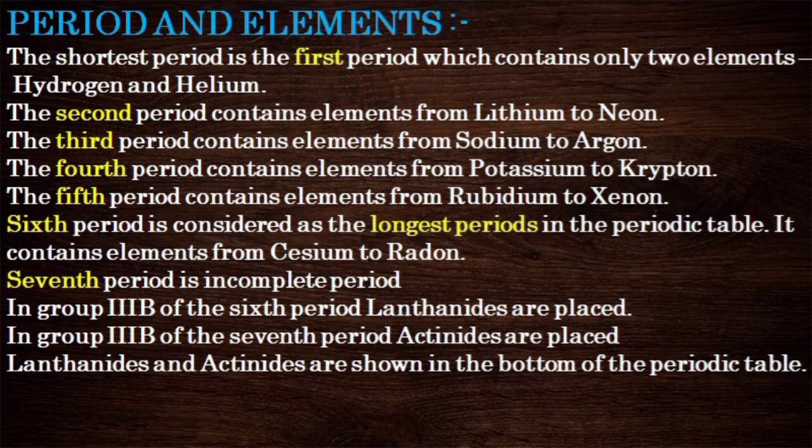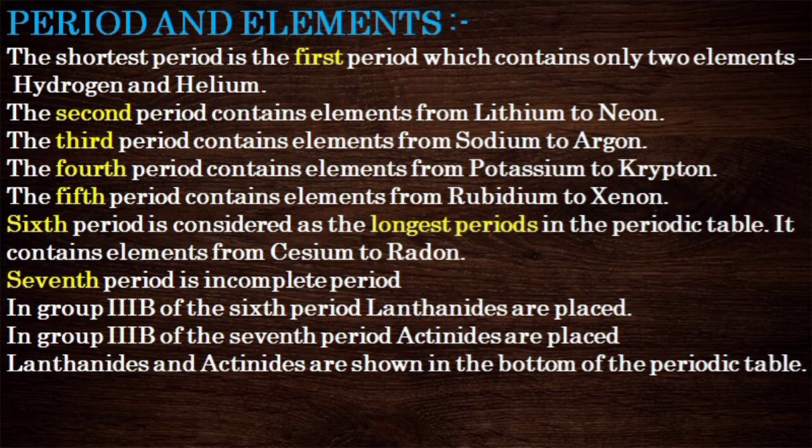So when you are by hearting these elements coming under the periods, first, second, third, fourth, like that. So first hydrogen, helium. Second, lithium to neon. But don't forget to write the word 2 there. Okay, third it is sodium to argon. Fourth it is potassium to krypton. Now fifth it is rubidium to xenon. Sixth it is the longest period. So the shortest period is the first one and the longest one is the sixth one, and it contains elements from cesium to radon. Seventh period is an incomplete period.